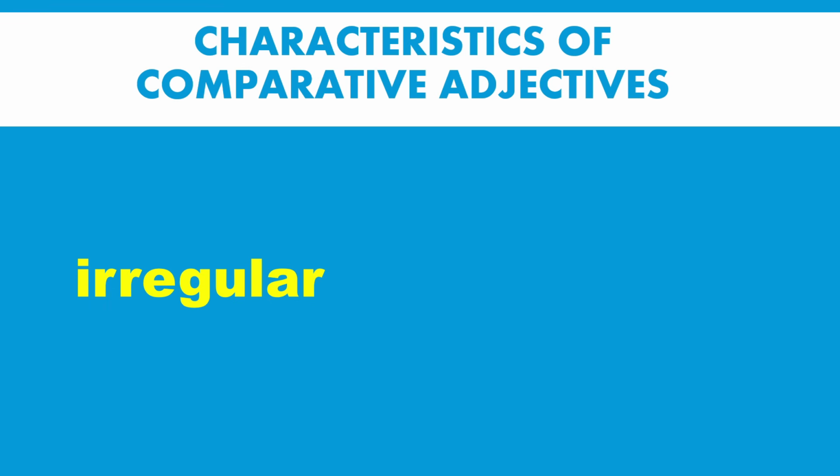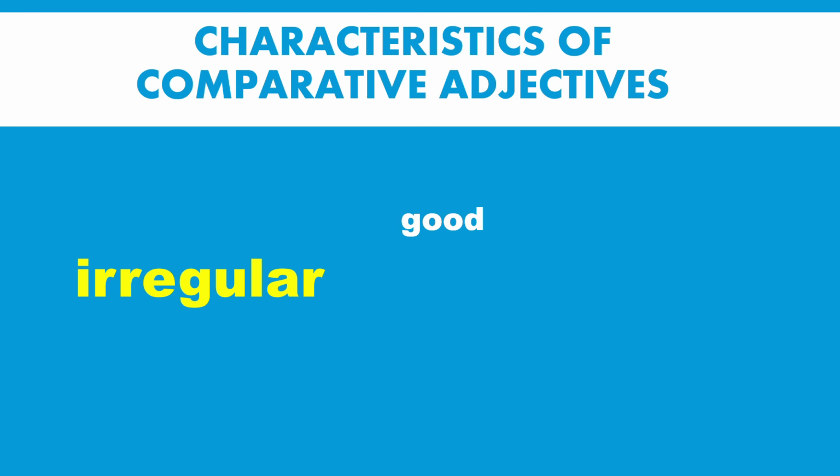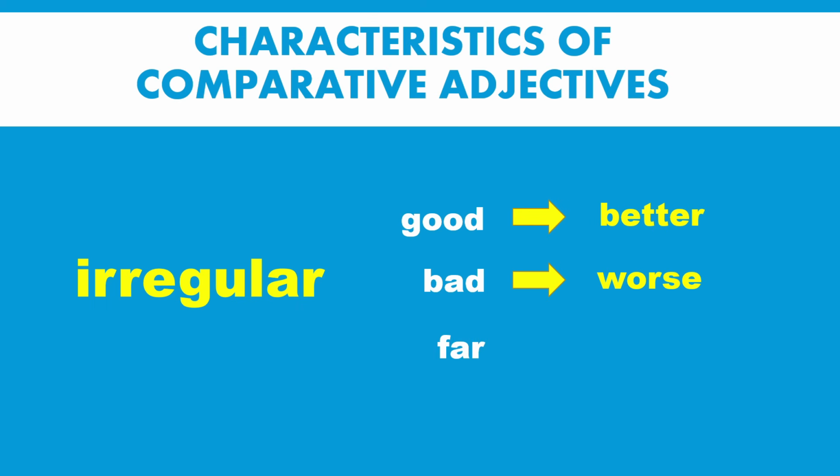Next, irregular. Irregular means the original spelling is totally different from the spelling of the adjective when it is converted into comparative form. For example, good, when converted into comparative, becomes better. It's not gooder, it's not goodier. Next, bad. Bad becomes worse. It's not badder, it's not baddier. Alright? It's worse. The spelling of the comparative form is totally different from the original spelling of the adjective. The last example would be far becomes further. It's not farer, it's not consonant plus ed.